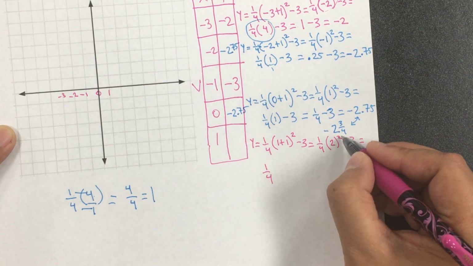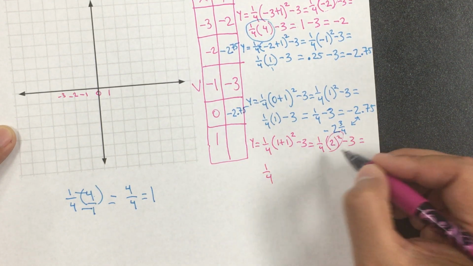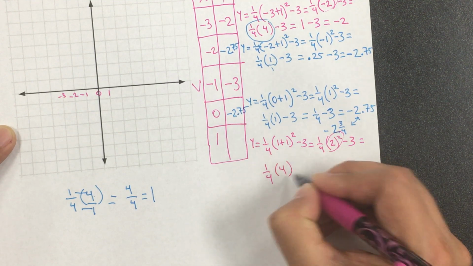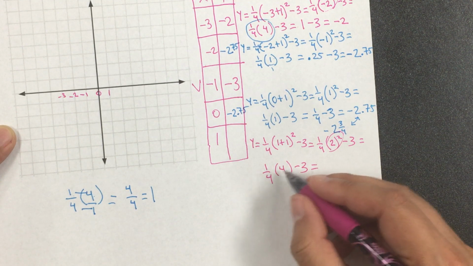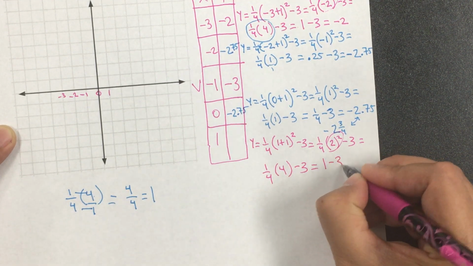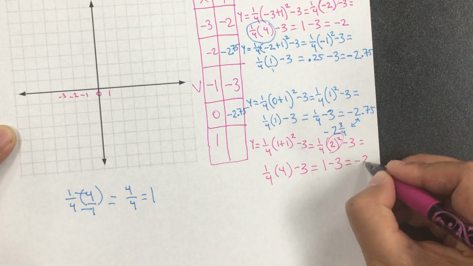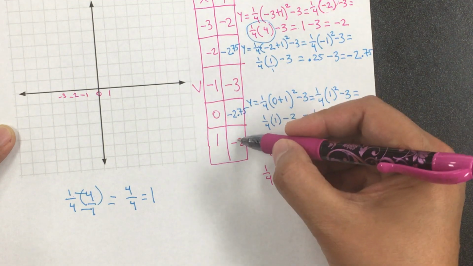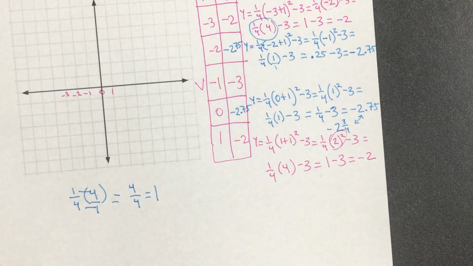2 squared, remember that exponents are done before the multiplication, so 2 times 2 is 4, minus 3. 4 times 1/4, we already noticed that it's 1, minus 3, which equals negative 2. So notice how these two are the same and these two are the same. And we're ready to graph.